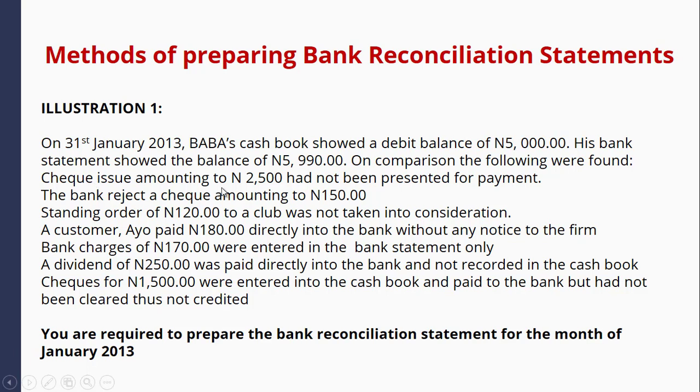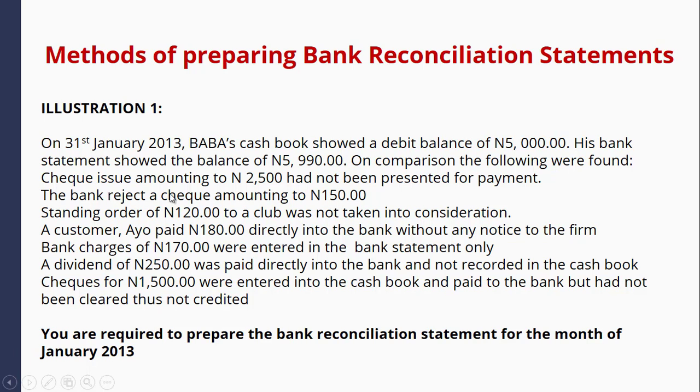On 31st January, Baba's cash book showed a debit balance of 5,000. His bank statement showed a balance of 5,990. As you can see, the 5,000 balance shown by the cash book is different from the 5,990 shown by the bank statement, which means there's a discrepancy. On comparison, the following were found. So we want to look at the reason why we have this discrepancy.